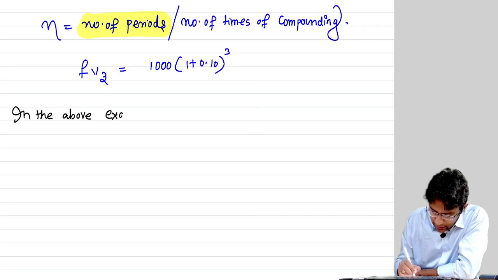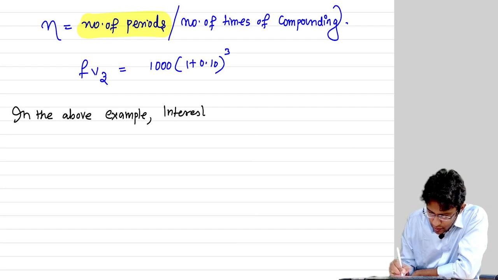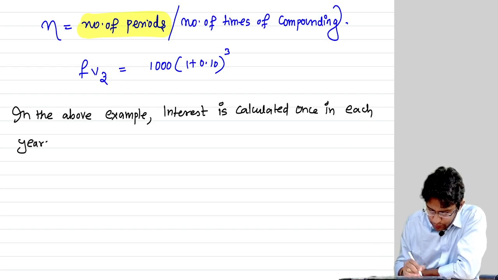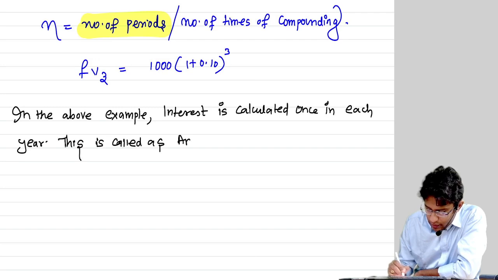Right. Now, in the above example, interest is calculated once in each year. This is called as annual compounding.